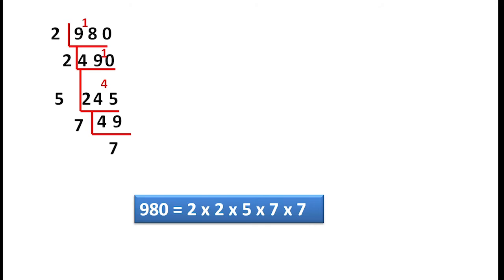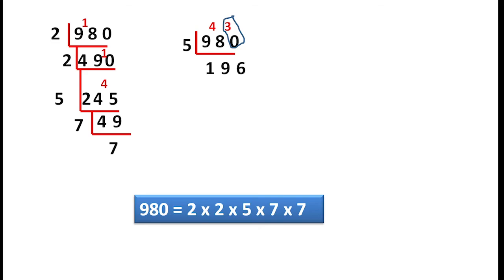The same 980 I am going to divide with 5 because the ones place is 0. It is divisible by 5 also. 9 by 5 is 1. 1 5 is 5 and the remainder is 4. Take the next number as 48. 48 by 5 is 9. 9 5s are 45. Remainder is 3. Next number is 30. 30 by 5 is 6.